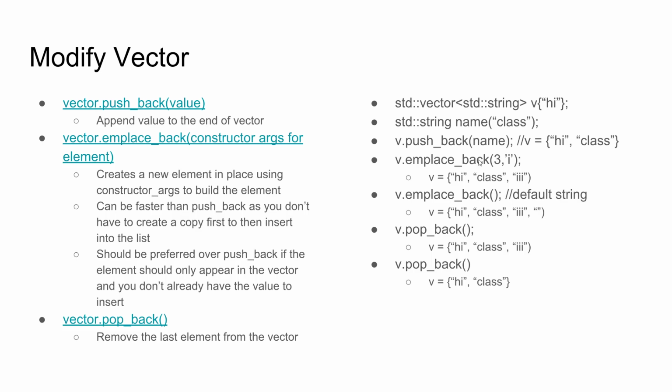I can also do v.emplace_back, and I can use that string constructor that takes in an integer and then a character for how many times it's repeated. So now I'm going to build at the back of this vector an I. If I do v.emplace_back with no arguments, that's going to create the empty string because I'm calling the default constructor at this point in time. I end up with the empty string here at the end. If I do v.pop_back, it removes the last element. v.pop_back again, it's going to remove the I.